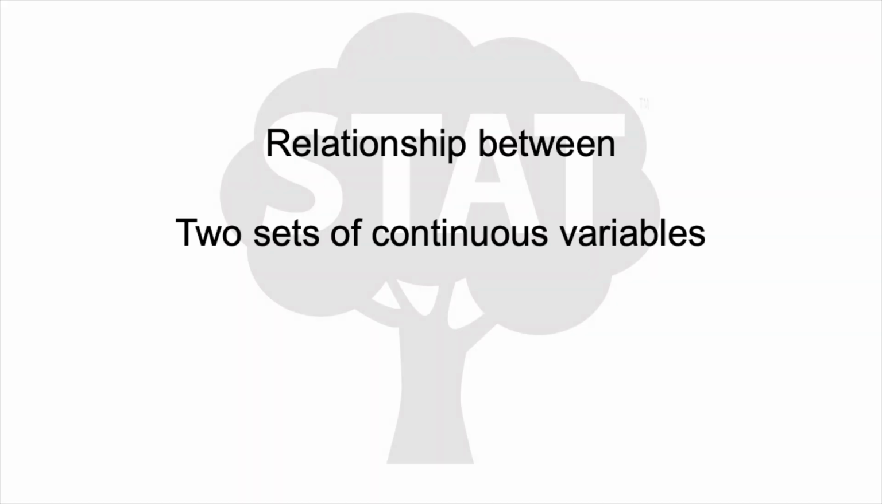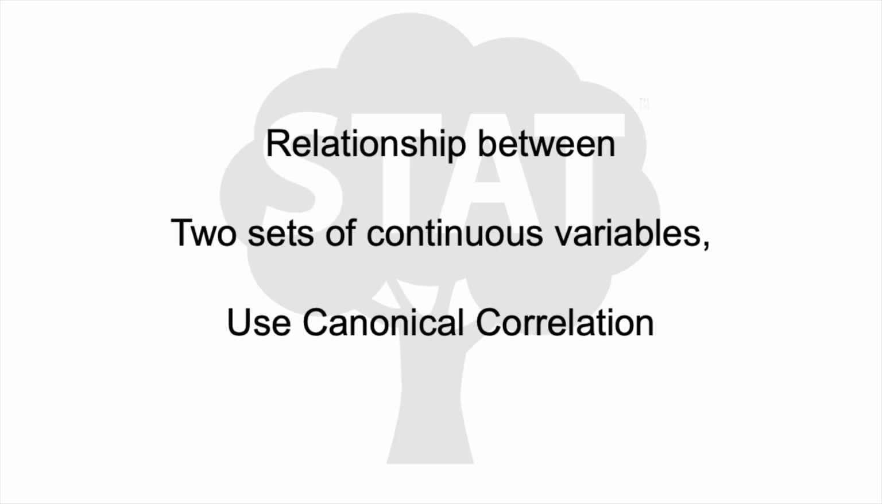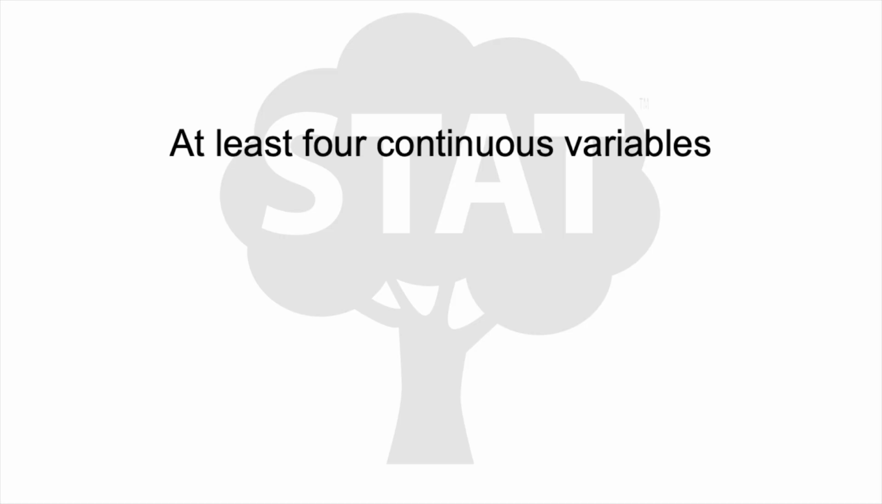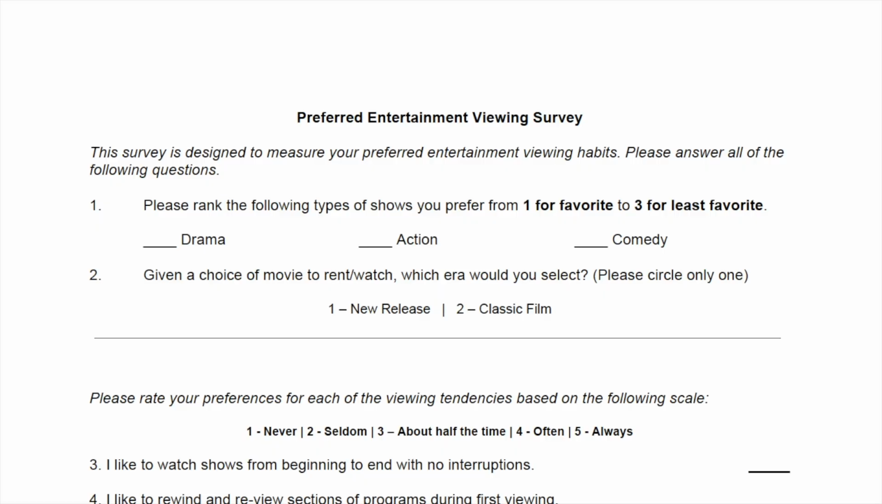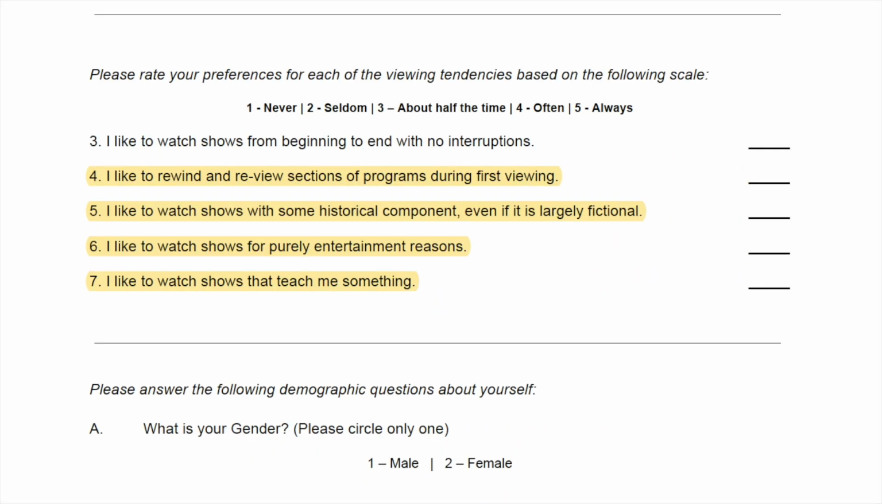To test whether there is a relationship between two sets of continuous variables, the canonical correlation would be appropriate. You will need at least 4 continuous variables in order to run this test. In looking at the preferred entertainment viewing survey, all of the scale questions 3 through 7 would be appropriate for the continuous variables for our demonstration.